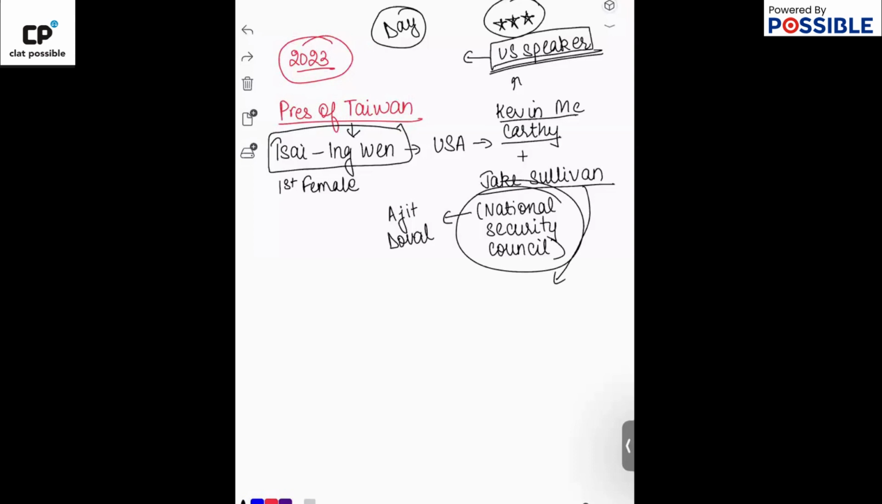ओके, लिसन टू मी एवरीवन. तो ये दोनों चीजें हो गई, ठीक है. तो ये तैवान की बात हो गई.